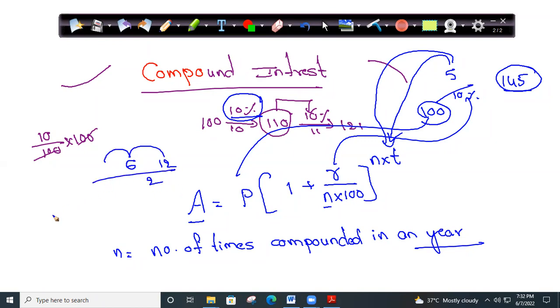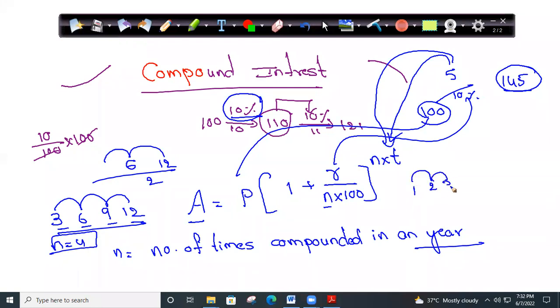If I'm compounding after every 3 months, that is 3 months, 6 months, 9 months, 12 months, 1, 2, 3, 4, how many times did I compound in a year? 4 times. So N is 4. If I'm compounding every 1 month, in 1 year how many times will I do it? 12 times. N stands for the number of times you do the compounding in a year. If I say monthly, N is 12. If I say half yearly, N is 2.